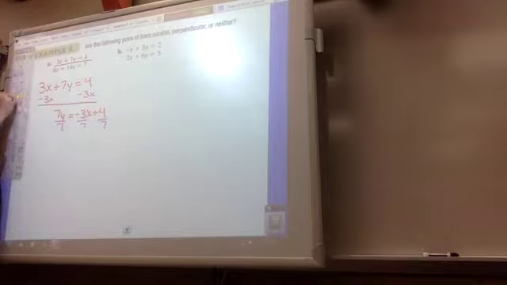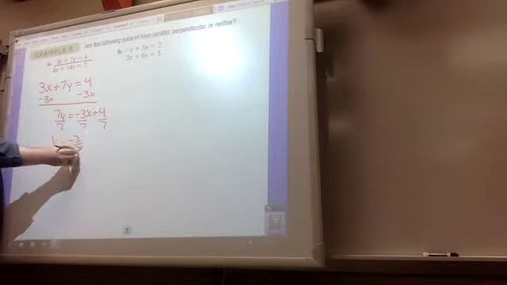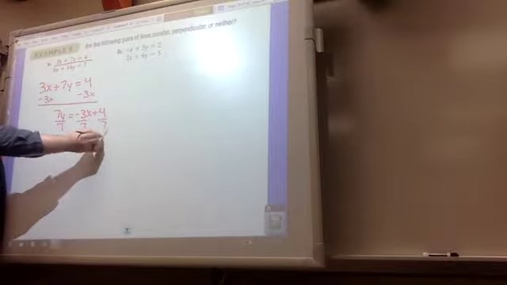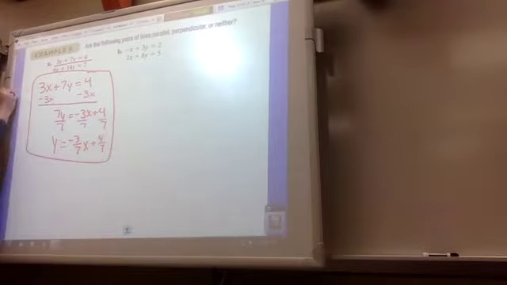So that in slope-intercept form is y is equal to negative 3 over 7 x, plus an ugly y-intercept. For this problem, I don't care what the y-intercept is. I'm just looking at its slope. All right, that's the first one. Let's look at the second one.